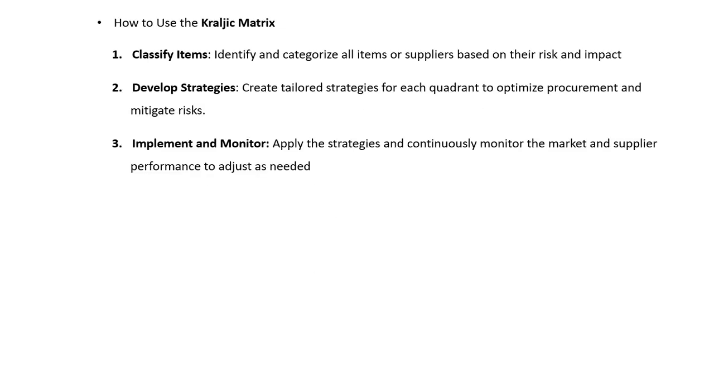How to use the Kraljic matrix. 1. Classify items. Identify and categorize all items or suppliers based on their risk and impact. 2. Develop strategies. Create tailored strategies for each quadrant to optimize procurement and mitigate risks. 3. Implement and monitor. Apply the strategies and continuously monitor the market and supplier performance to adjust as needed.